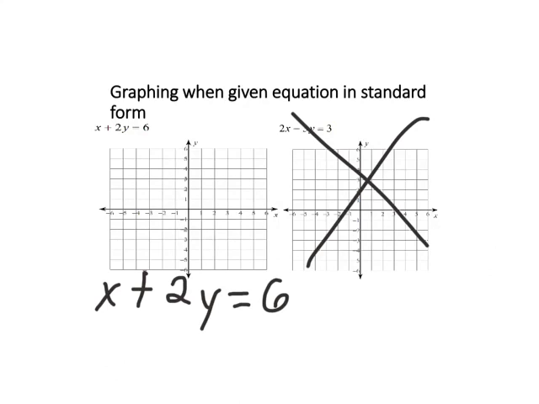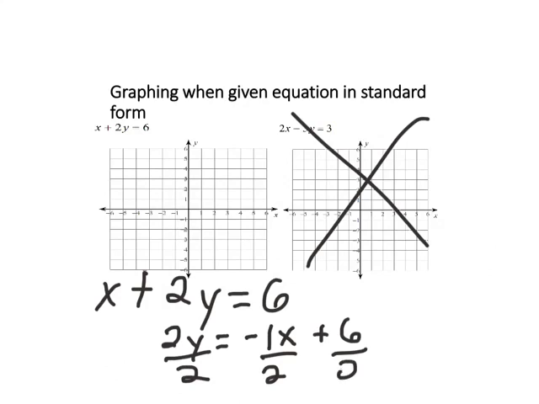So if it's given to us in standard form, we would want to go ahead and change it into slope-intercept form. So I would move the x over. When x changes sides, it changes signs. And then I would divide to isolate the variable y. And remember, we have to divide everything. So in slope-intercept form, the equation is going to be y equals a negative 1/2 x plus 3.